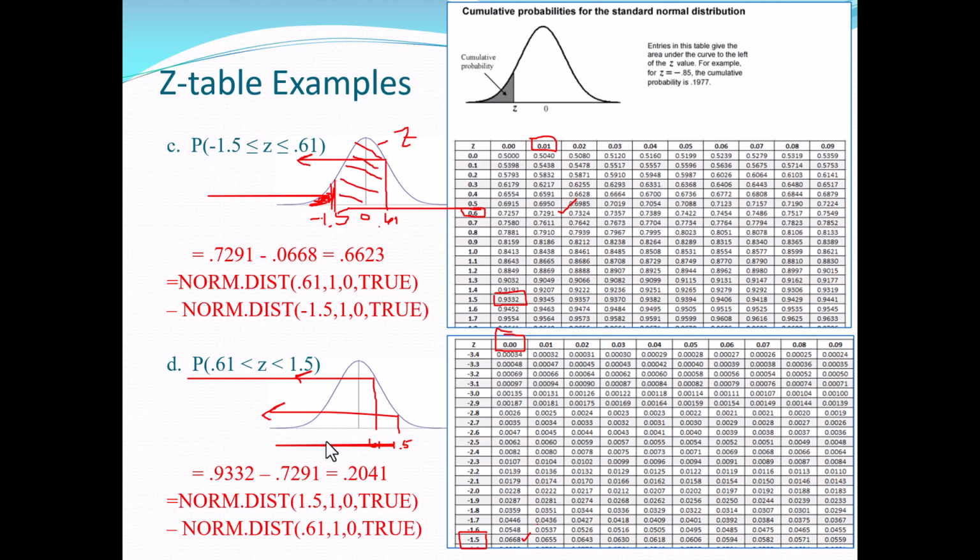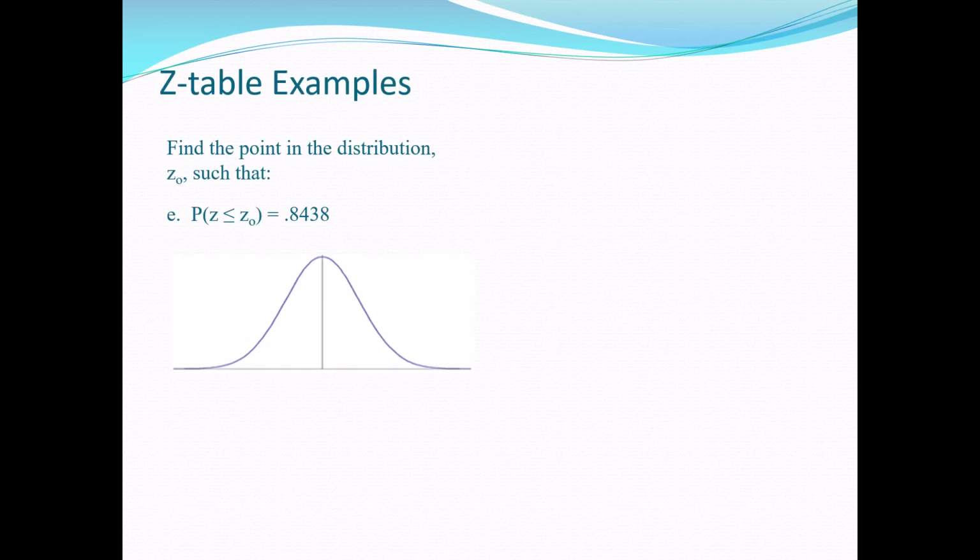What if the probability was between negative 0.61 and negative 1.5? You're going to get exactly the same probability you do in part D because you have a symmetric curve around this value 0. Working with probabilities, you need to be able to work with normal probabilities. All right, so that's working with probability problems. The next step is to take a look at another type of problem.